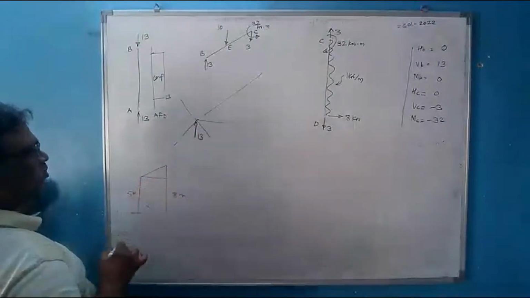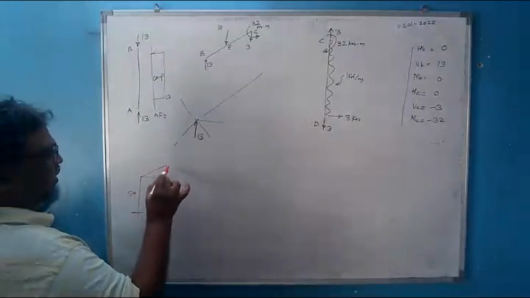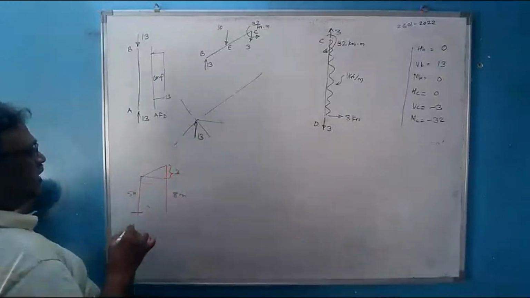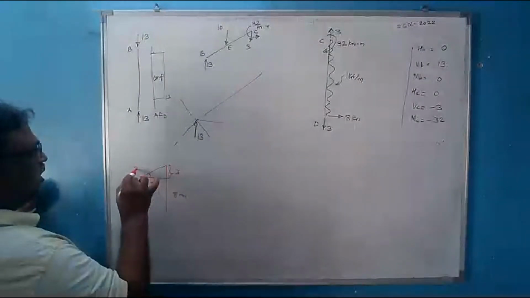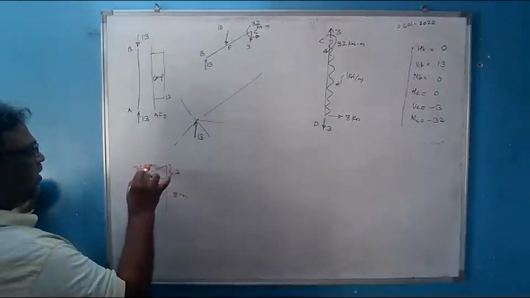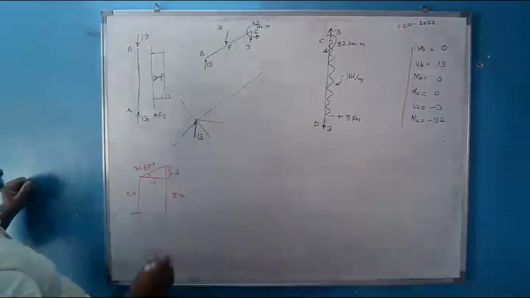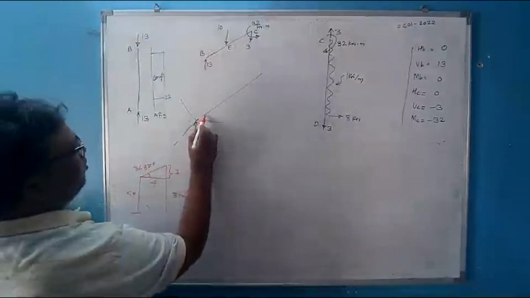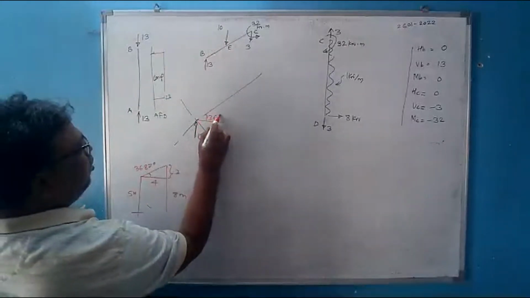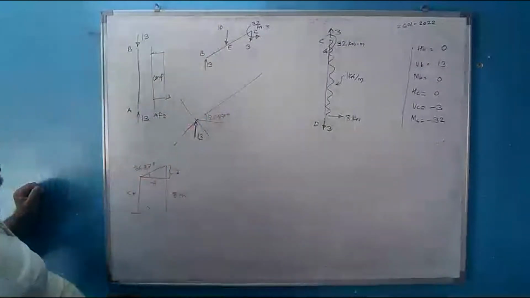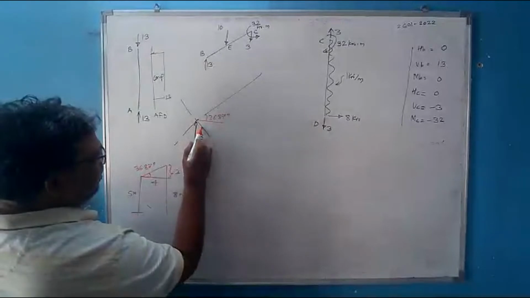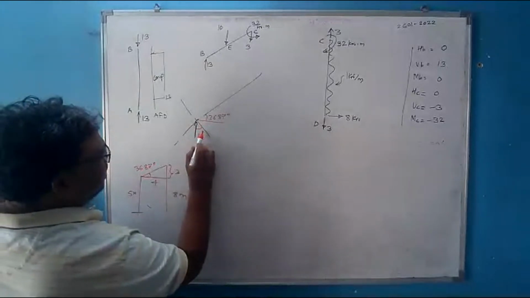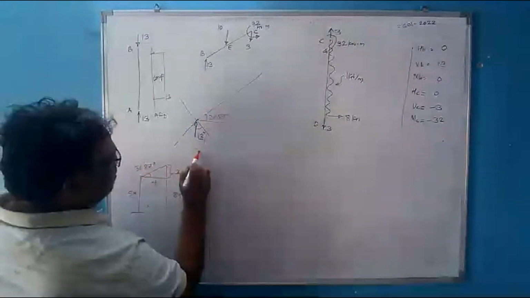It means that if I drop a perpendicular here, this height must be equal to 3 meter and this base was given as equal to 4 meter. So this angle will be 36.87 degrees. That is the angle made by this member with the horizontal. It is 36.87 degrees. If it is 36.87, this will be 90 minus that. So again this angle will be 36.87.